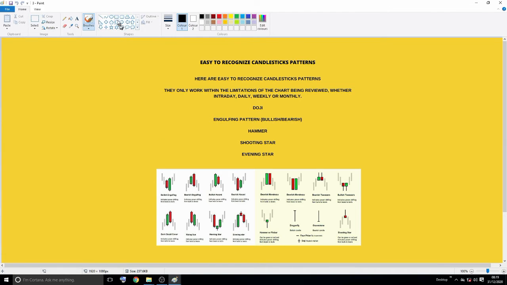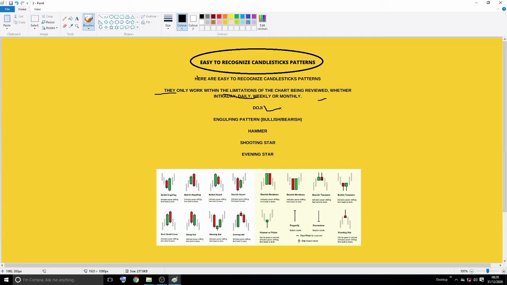Here are a few easy to recognize candlestick patterns. They only work within the limitation of a chart being reviewed, whether intraday, daily, weekly, or monthly. If you see it on the chart, just know it will work. Despite the time frame, you can see it on a monthly, it will work. You can see it on the weekly, it will work. As long as it's not manipulated, it will work.